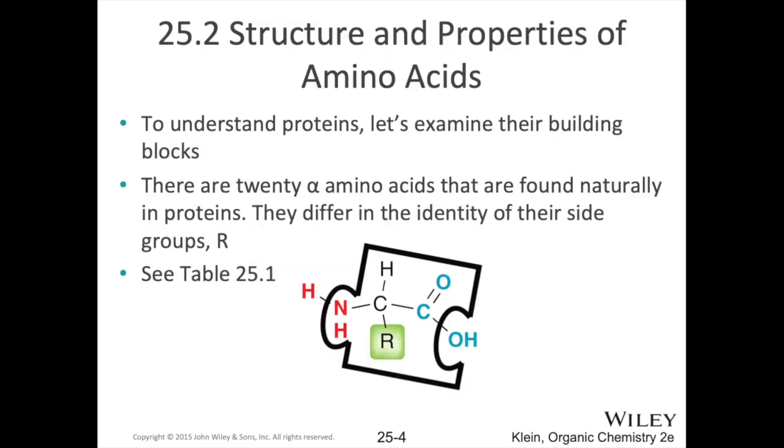So, the key difference between our amino acids is that side group. All amino acids have that amino group and they all have that acid group, as I pointed out. And so that carbon has a hydrogen and some other group. We just generically call that R, but basically it doesn't have to be an alkyl group.